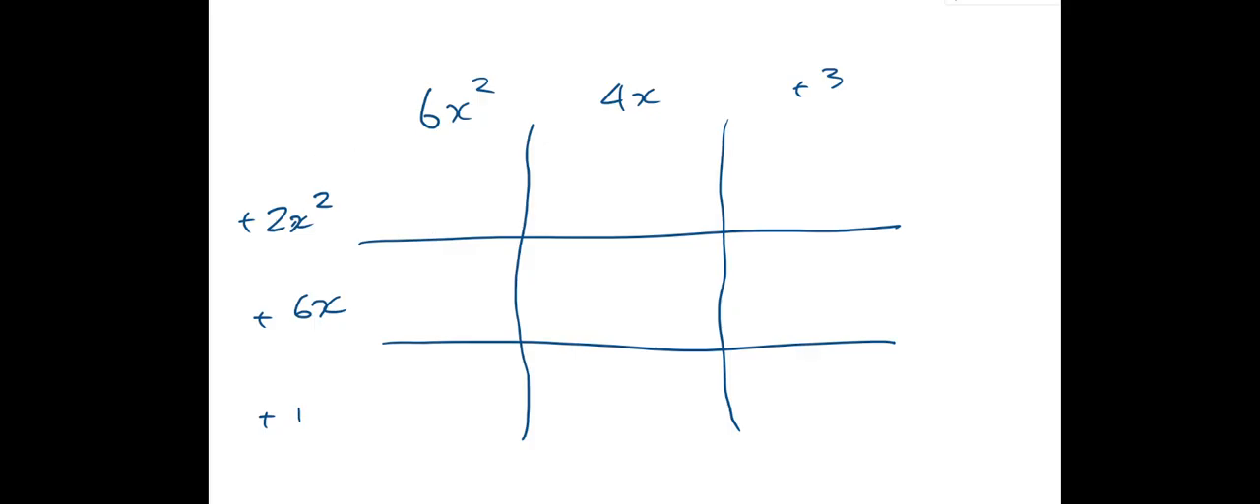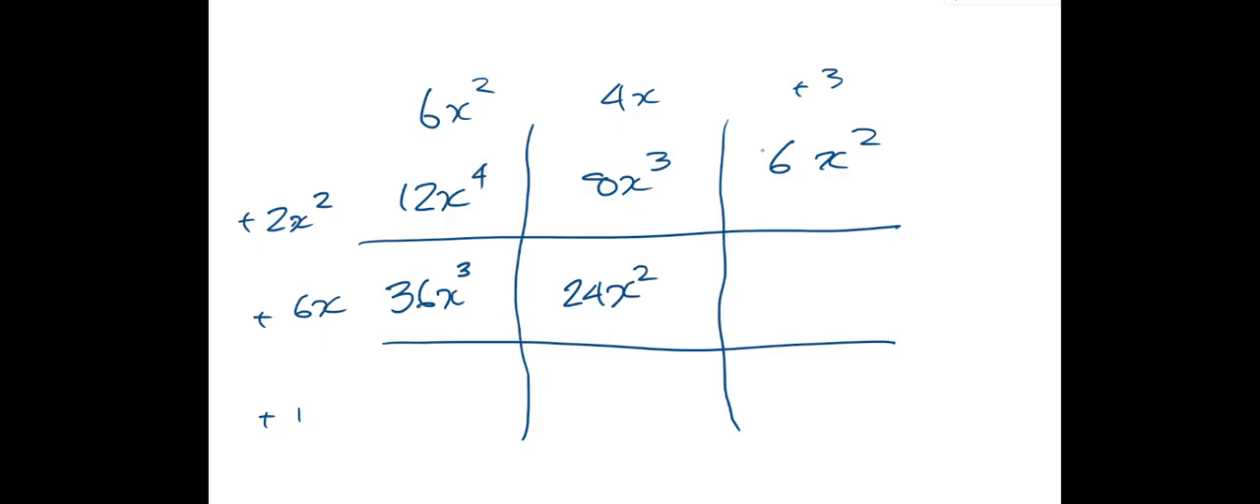Okay, 2x squared times 6x squared is going to be 12x to the power of 4. 2x squared times 4x is going to be 8x to the power of 3. 2x squared times 3 is going to be 6x squared. 6x squared times 6x is going to be 36x cubed. 4x times 6x is 24x squared. 6x times 3 is 18x, and then we multiply them all.